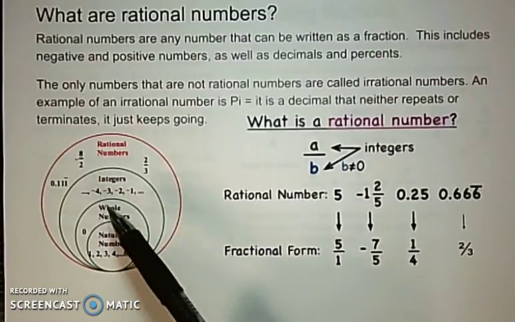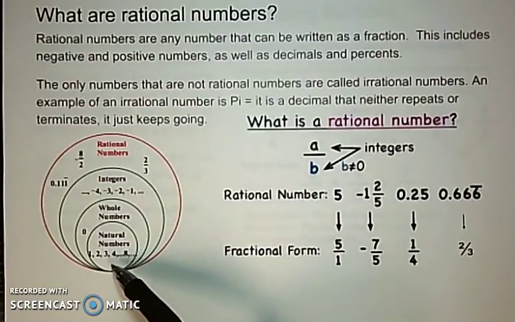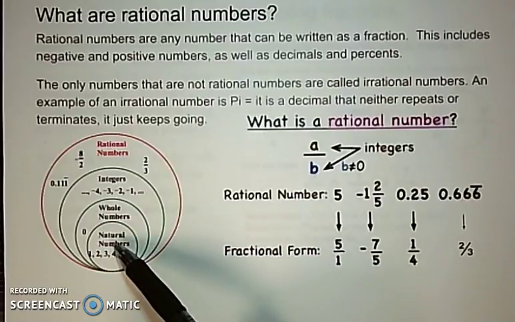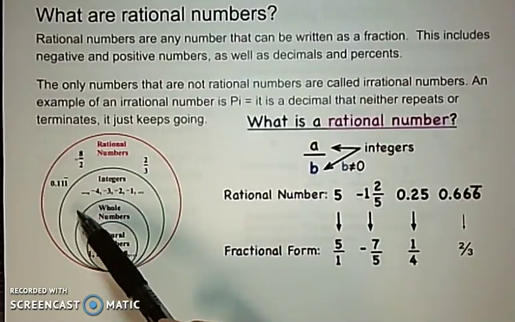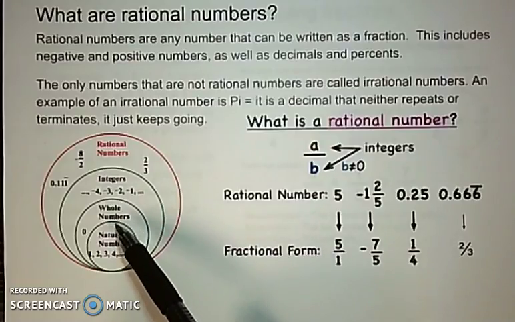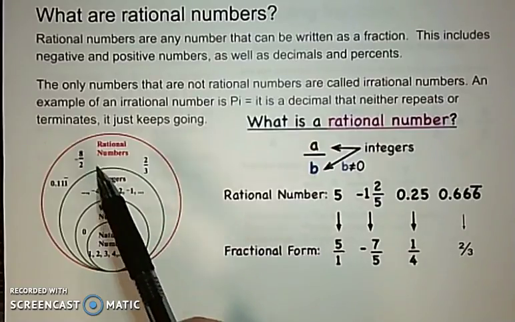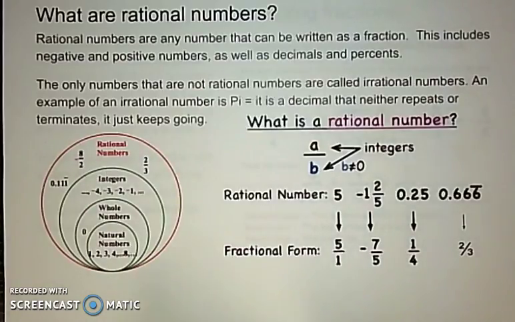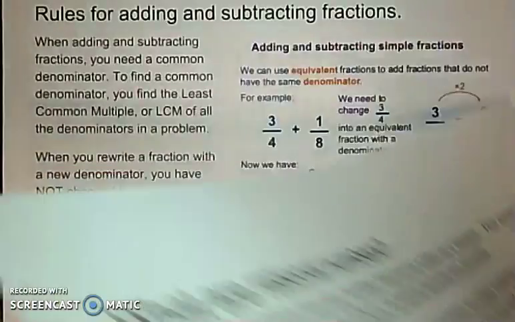You can also see over here in this little diagram, we've got the natural numbers that you've worked with since kindergarten. They're counting numbers. Whole numbers are the natural numbers plus 0. And it's like the nesting dolls that we talked about in class. Integers then are just those whole numbers and natural numbers and their opposites. And rational numbers is when we add in those fractions and decimals.